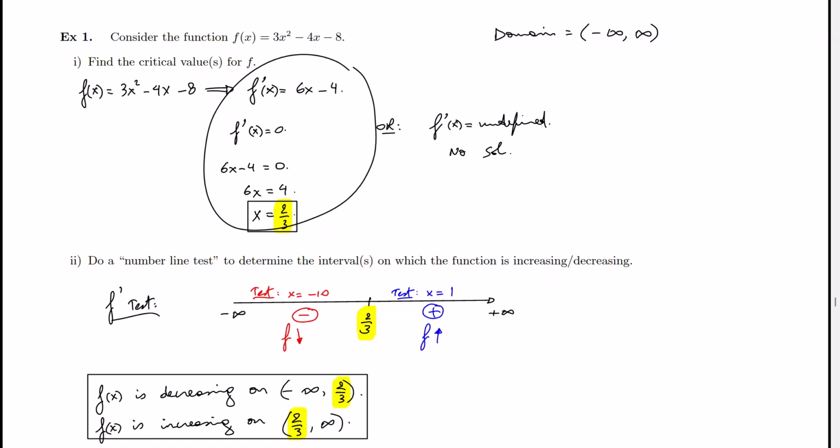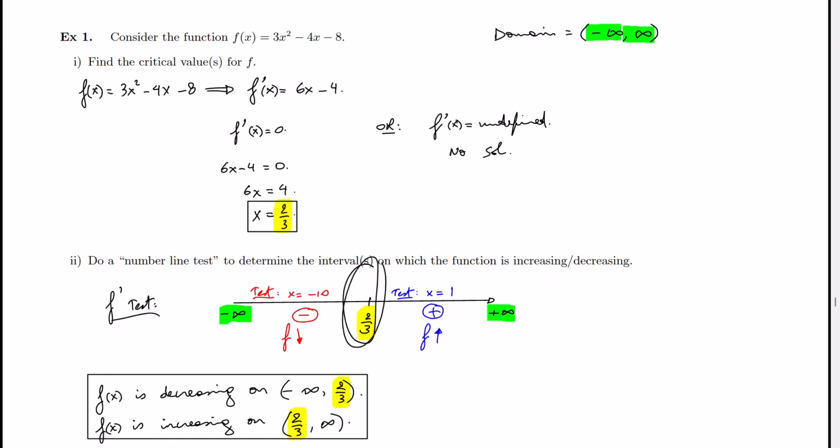So now the question in part 2 is to do a number line test and figure out the function's intervals of increase and decrease. So what do we do? We draw the real number line and we drop x equal to 2/3 right in the middle of the number line. Notice how the number line starts at negative infinity and ends at positive infinity. Those are the same values found in my domain. And the 2/3 is the critical value that I found in part number 1. If I had multiple critical values, I would list them in order from smallest to largest. In this case, I only have one of them, so that's why there's only one value in the middle.